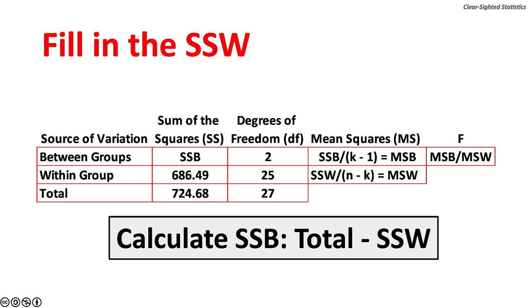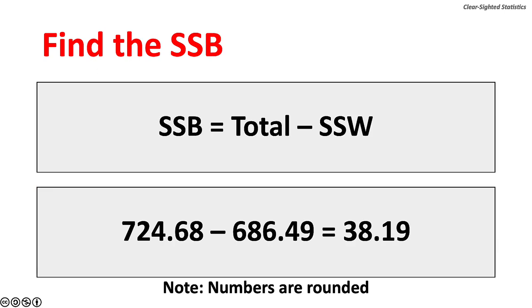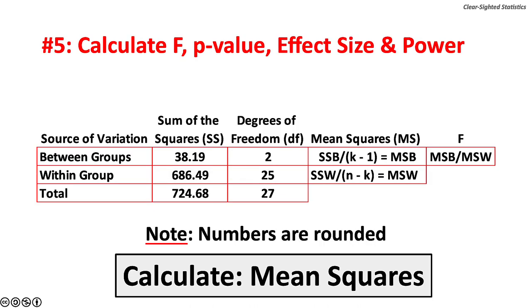We then calculate the sum of the squares between groups. The formula is total minus SSW. SSB, the sum of the squares between groups, equals 38.19. We add SSB to the ANOVA table.